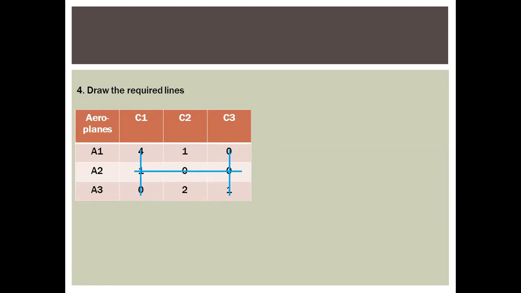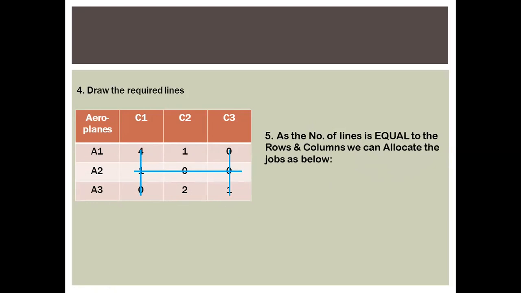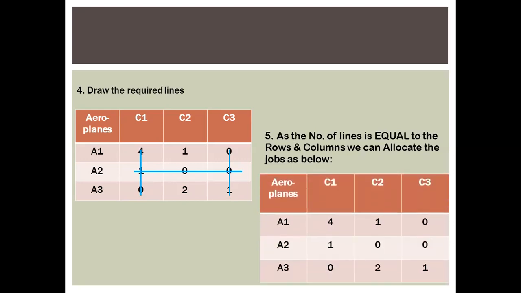Now, what's the next step? As the number of lines are equal to the rows and columns, we can allocate the jobs as below. Do you remember class? What was the procedure for allocating the jobs? You should start with that row first which has got a single 0. So in our case, it is row A1 which has got a single 0. So I will put that 0 in a box. And simultaneously in that particular column, I will cancel the extra 0.